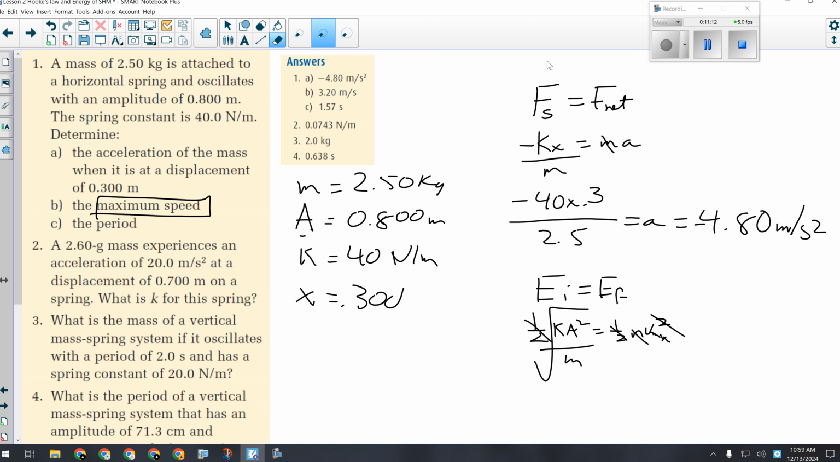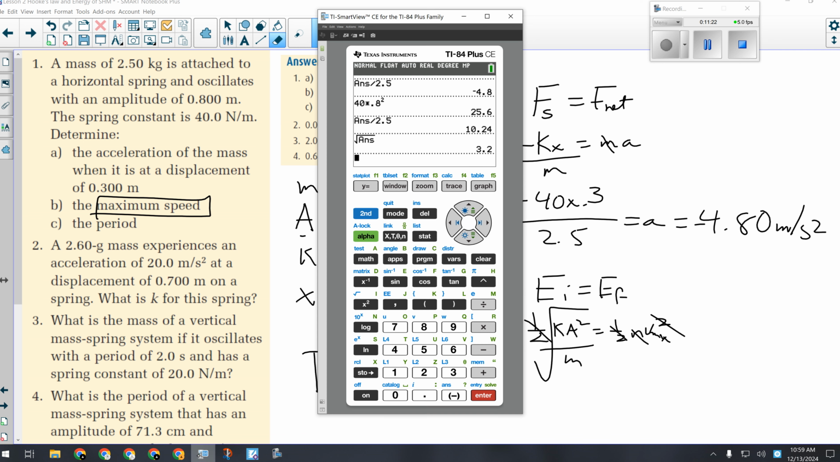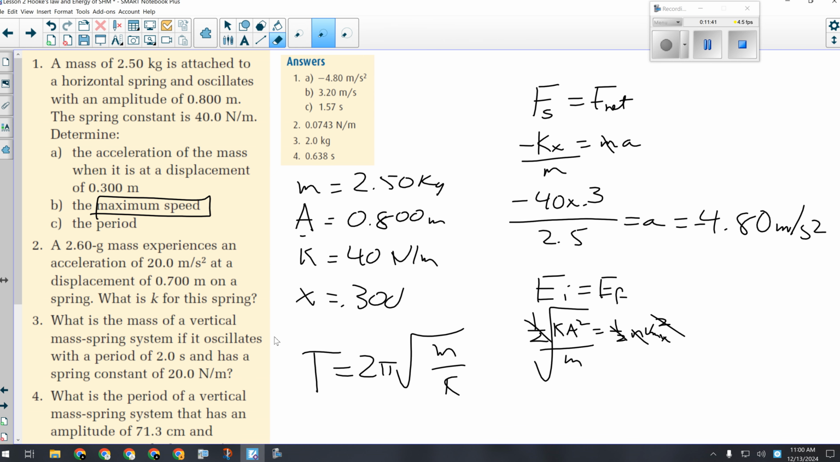All right, then it wants the period of it. Well, it's a mass on a spring, so T equals 2 pi root m over k. We have all of that stuff, so we just have to plug the numbers in. So 2 times pi times the square root of 2.5 divided by 40. Okay, so it's going to be 1.57 seconds for the period there.